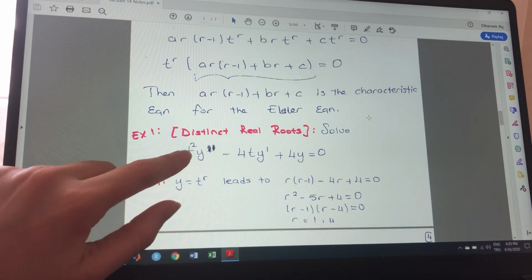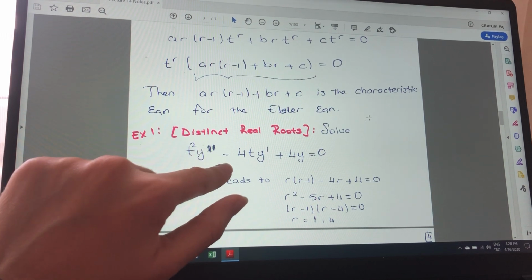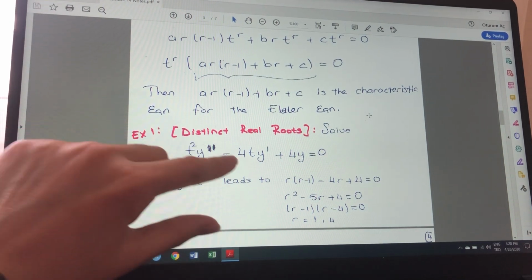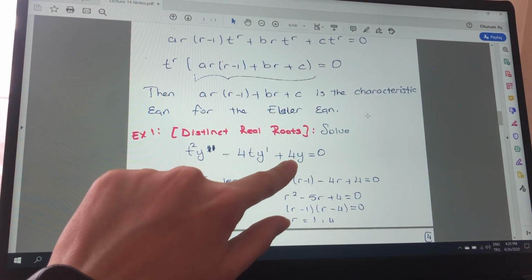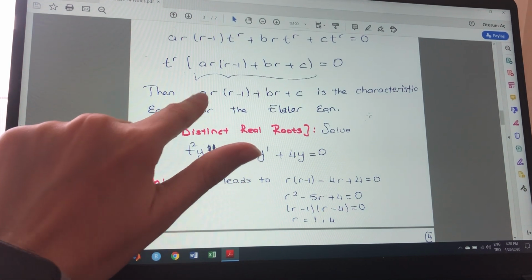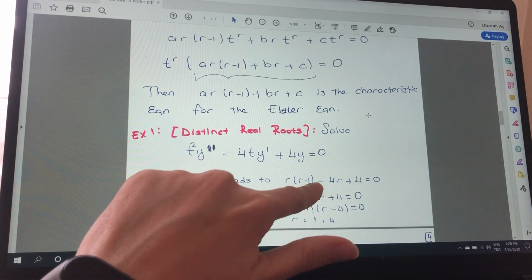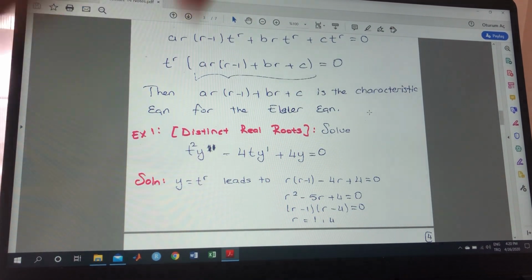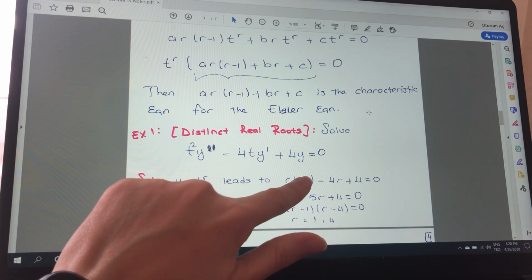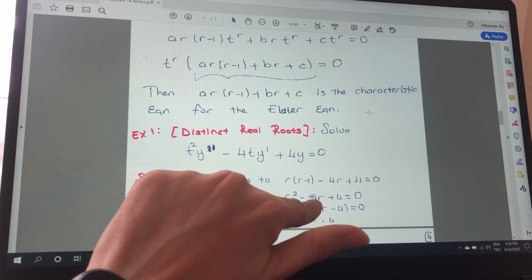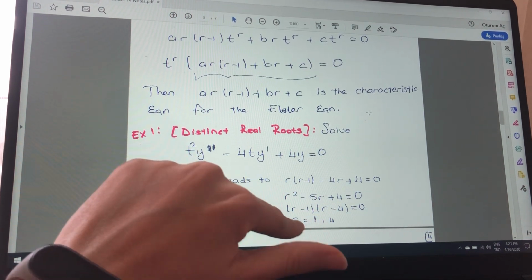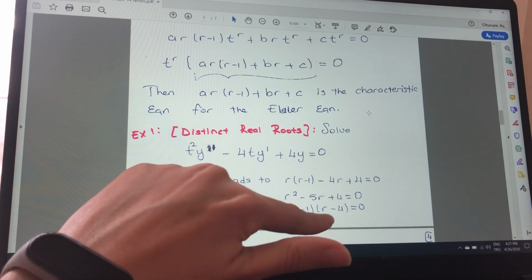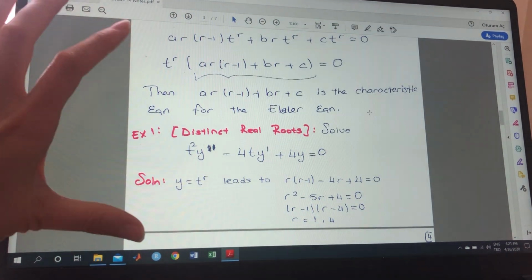For example, this is Euler's equation: t^2 y'' minus 4t y' plus 4y equals 0. As you can see, a is 1, b is minus 4, c is 4. So I can write the characteristic equation: a is 1, r times (r minus 1), minus 4r plus 4 equals 0. If you distribute this r, this will be r^2 minus r. There will be minus 4r here. That's why we have r^2 minus 5r plus 4. You can factor this equation and find the roots as 1 and 4. Okay? So until here, it's the same.